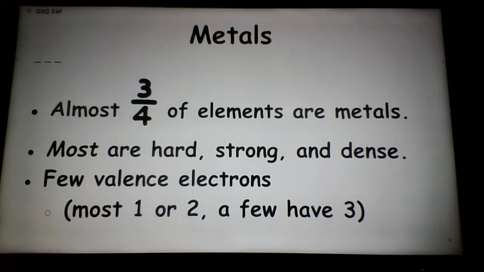The transition metals, a big bunch in the middle. Most of those have 2 valence electrons, a few of those have only 1. But these are your characteristics of metals. Ready?